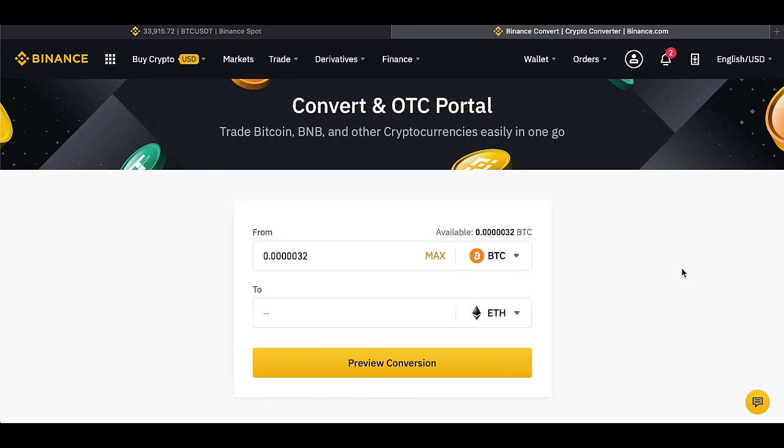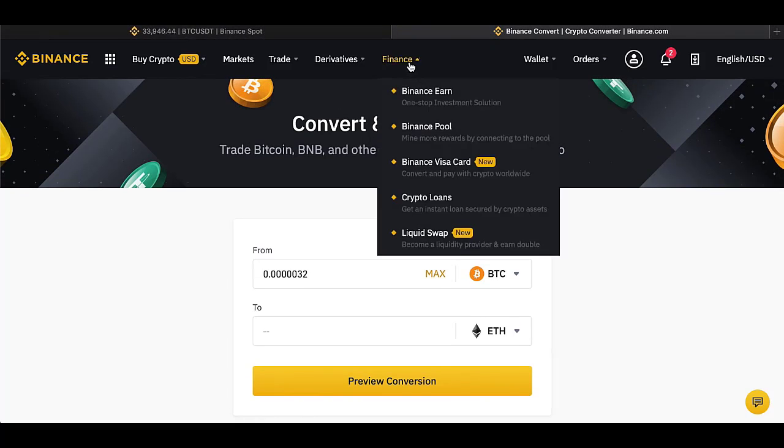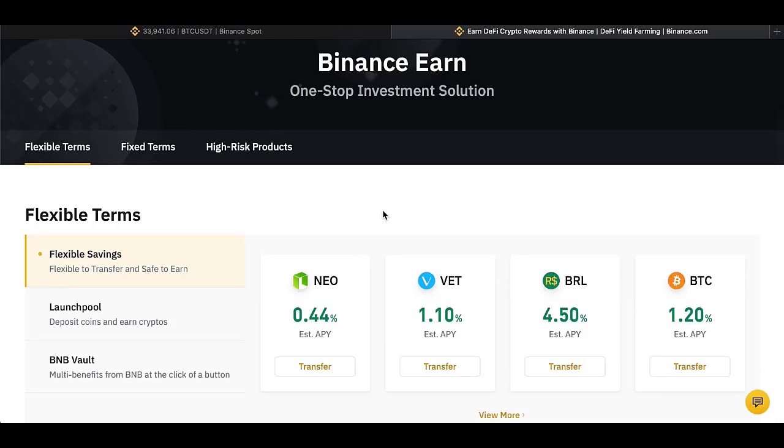Now I want to come to something called Binance Earn, because if you do hold cryptocurrencies with Binance or other platforms, there are of course other features, for example, earning interest on your cryptocurrencies. So if we come to Binance Earn, now this is what's sometimes called staking.